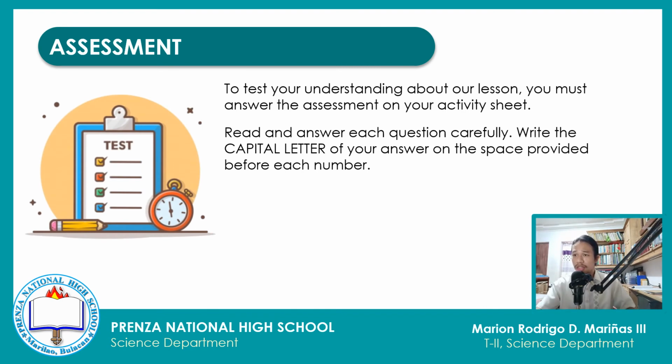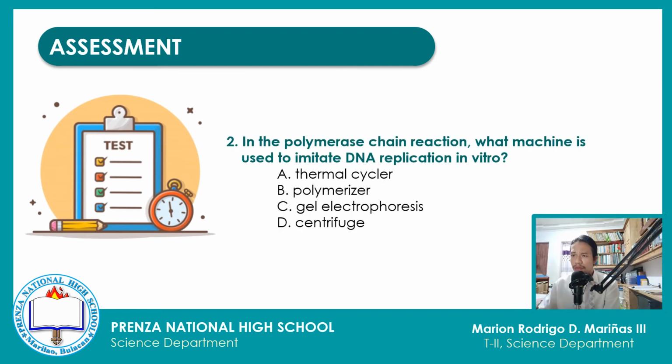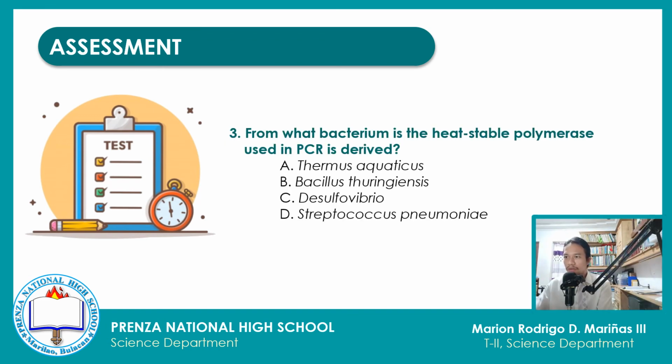For Part 1, read and answer each question carefully. Write the capital letter of your answer on the space provided before each number. For question number 1, who developed the polymerase chain reaction? Letter A, Lynn Margulis, B, Carey Mullis, C, Marshall Nirenberg, or D, Dorothy Hodgkin. Question number 2, in the polymerase chain reaction, what machine is used to imitate DNA replication in vitro? Letter A, thermal cycler, B, polymerizer, C, gel electrophoresis, or D, centrifuge. For question number 3, from what bacterium is the heat-stable polymerase used in PCR derived from? Letter A, Thermus aquaticus, B, Bacillus thuringiensis, C, Desulfovibrio, or D, Streptococcus pneumoniae.